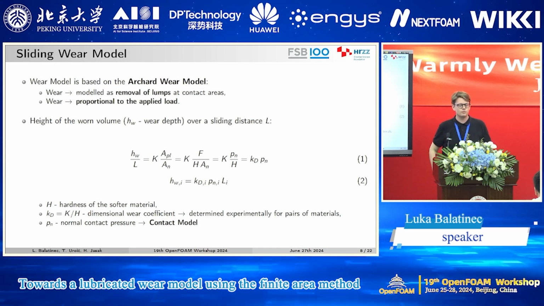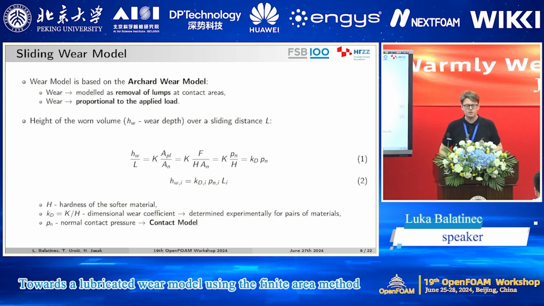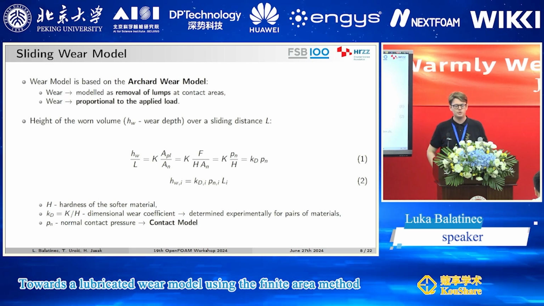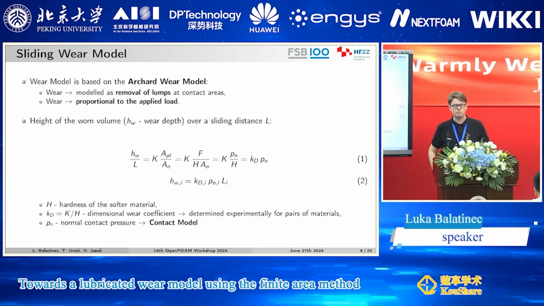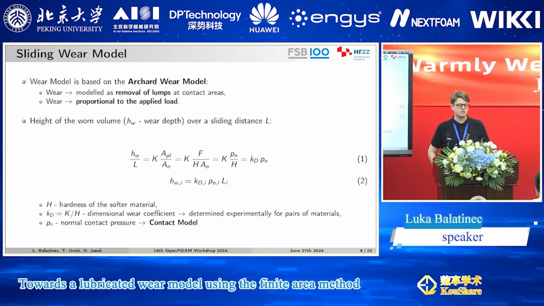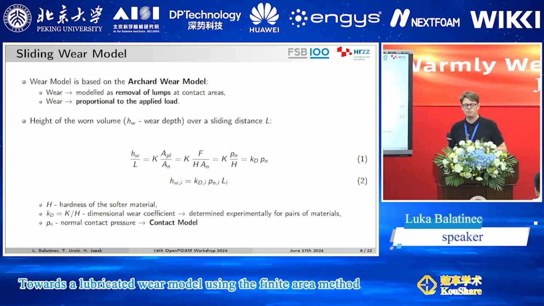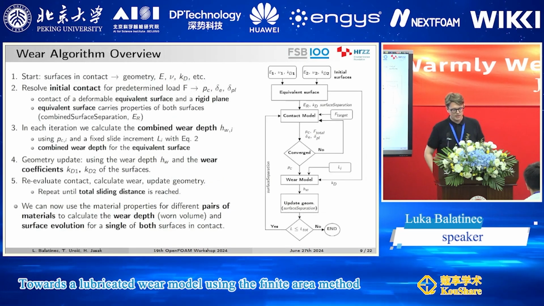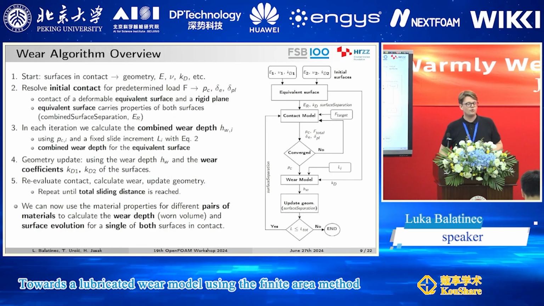And the necessary input variables are the hardness of the softer material, the dimensional wear coefficient, which can be determined experimentally for different pairs of materials, and lastly, normal contact pressure, which we can acquire from our contact model. So let's go through an overview of the wear algorithm.